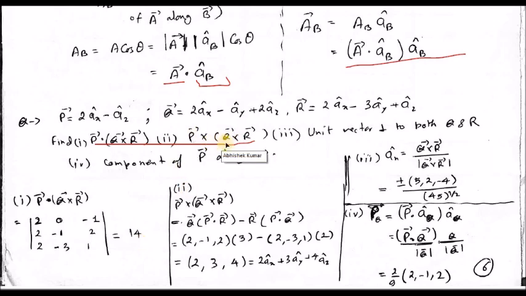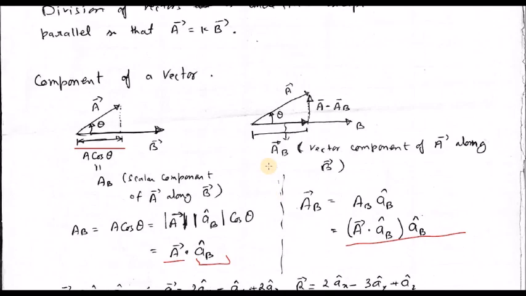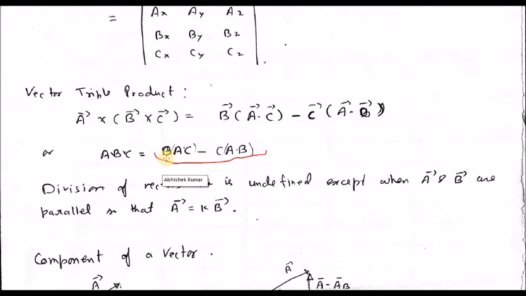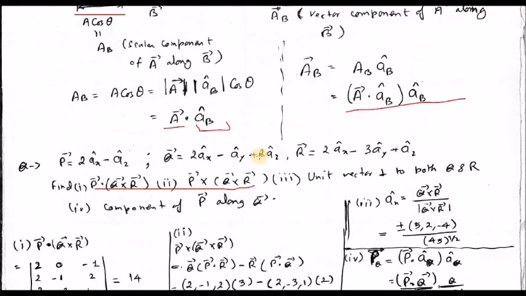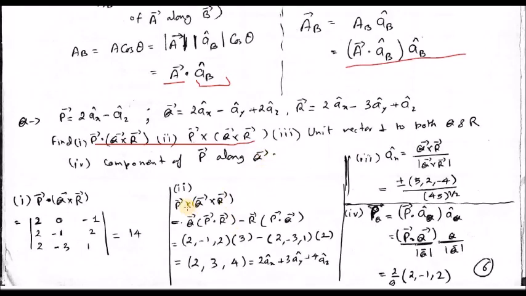Second is p cross q cross r. So just see what the rule is. It is back minus cap. Okay, back minus cap. So p cross q cross r will be q times p dot r minus r times p dot q. And what are these values? Q is actually your 2 minus 1 2.